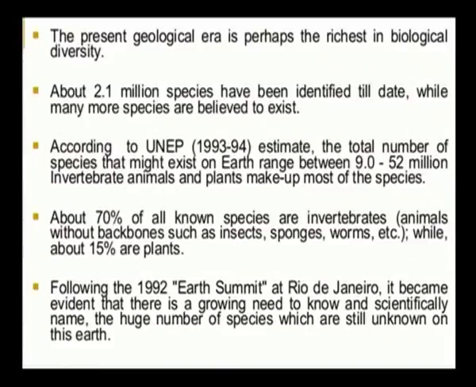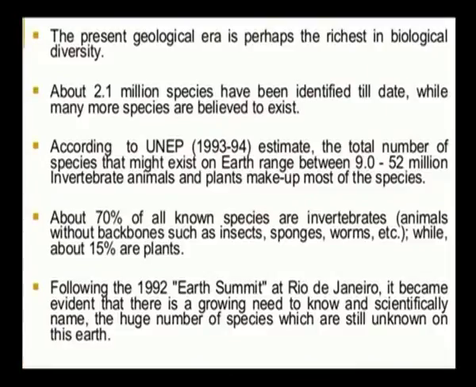The present geological era is perhaps the richest in biodiversity. Currently, about 2.1 million species have been identified, while many more species are believed to be in existence. According to UNEP, in 94, the estimate of the total number of species that might exist on Earth ranged between 9 to 52 million invertebrate animals and plants, which make up most of the species. About 70% of all known species are invertebrates, that is animals without backbones such as insects, sponges, worms, etc., while 15% are plants.